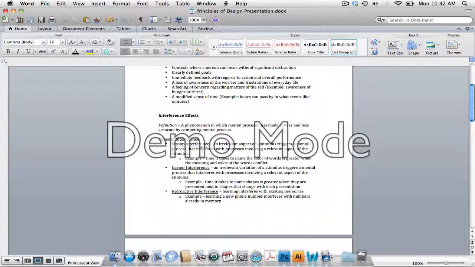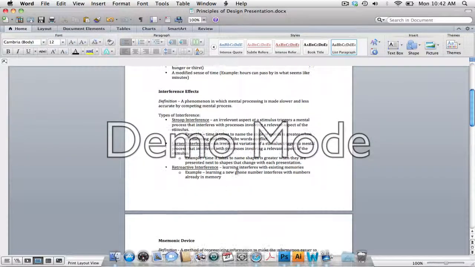And there are 3 types of interference. Stroop interference: an irrelevant aspect of a stimulus triggers a mental process that interferes with processing involving a relevant aspect of the stimulus. One of the examples is the time it takes to name the color of words is greater when the meaning and color of the words conflict.